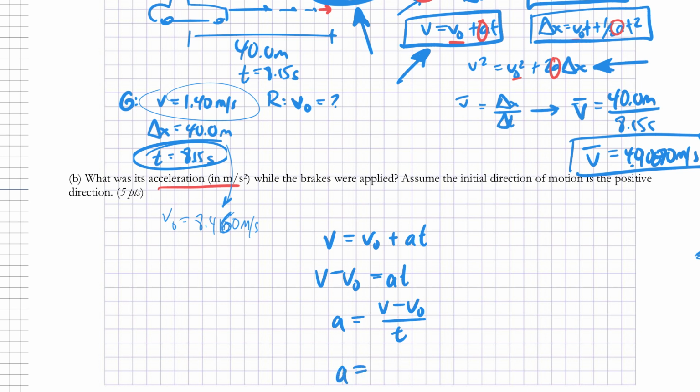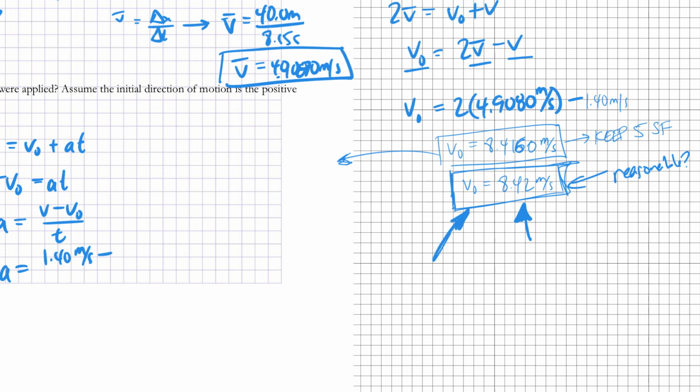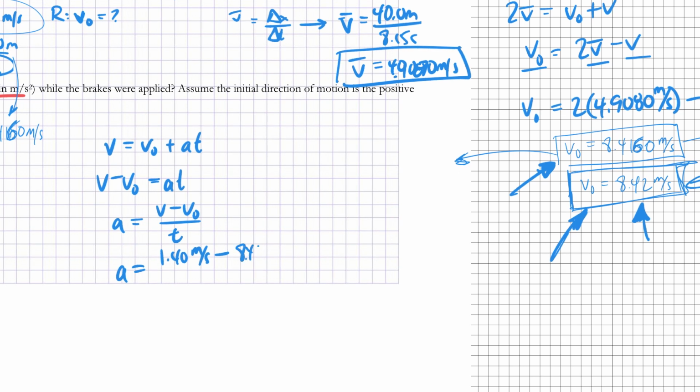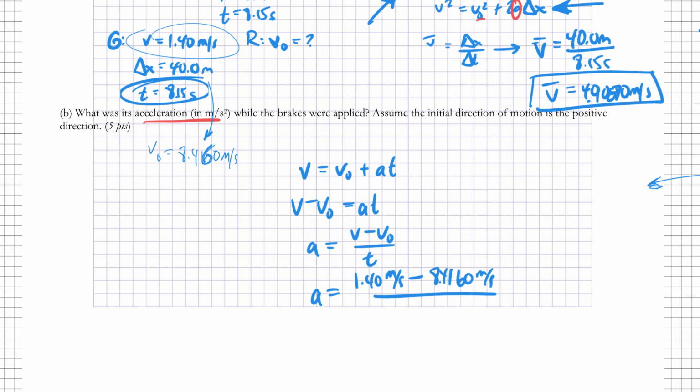So the acceleration equals, we're just going to plug in at this point. V is 1.40 meters per second minus V naught. Where's V naught? Right here. All right, we want to keep all our sig figs: 8.4160 meters per second, and I'm going to divide by the time, which was 8.15 seconds. Notice we're going to get a negative number here, and I'm getting negative 0.86085 meters per second squared.